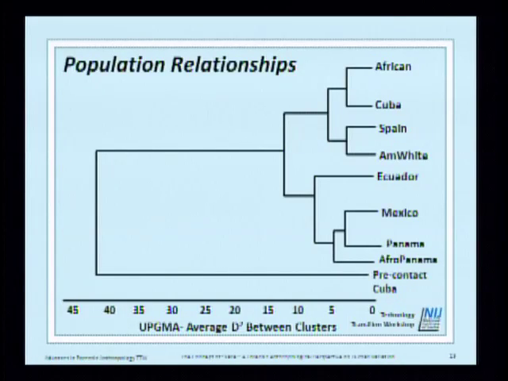And then Spain and European American, but they also cluster with Cuban and African. And that clustering shows you that there's some common descent going on there, especially with the two clusters together. And then you have Ecuador, Mexico, and Panama, and that's also showing some indigenous ancestry.